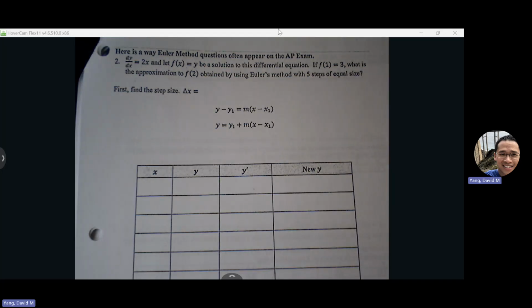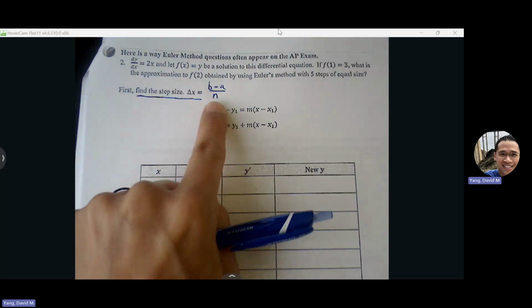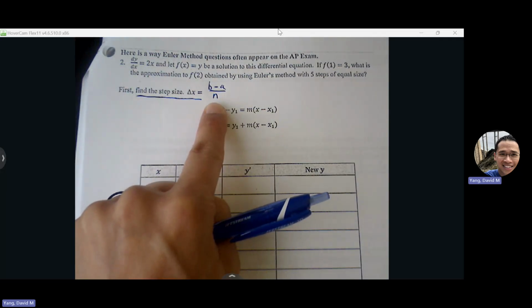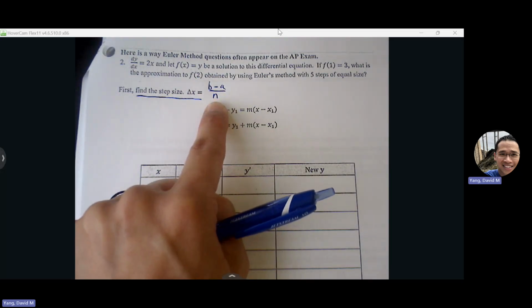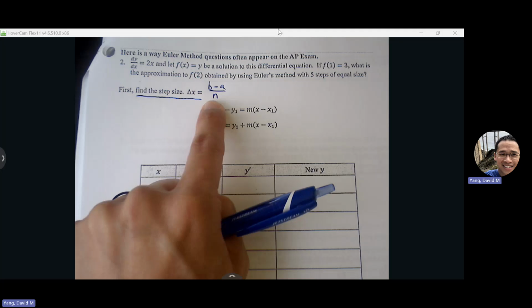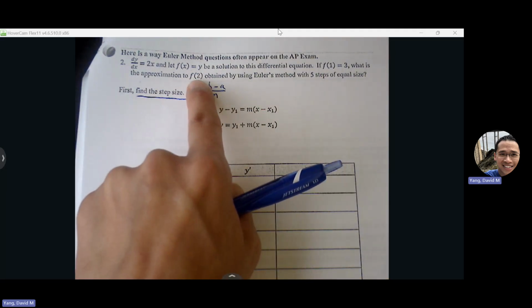So the first thing is you want to find your step size. Your step size is going to be the formula delta x is equal to b minus a over n. We probably recognize that from our integrals unit, when we're finding approximations using Riemann sums. So that's the same formula there, delta x equals b minus a over n. Your a value is your starting x value, and your b value is your ending x value.